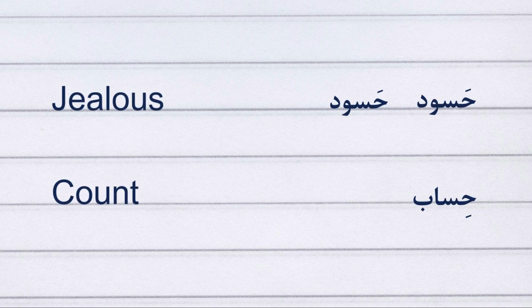H, a, s, u, d, hasud, which means jealous. But hasud is an Arabic word, so instead we use a Persian word which is shur chashm. H-E-S-A-B together, hesab, which means count. Hesab is an Arabic word, so instead we use the Persian synonym, and that is shomar.